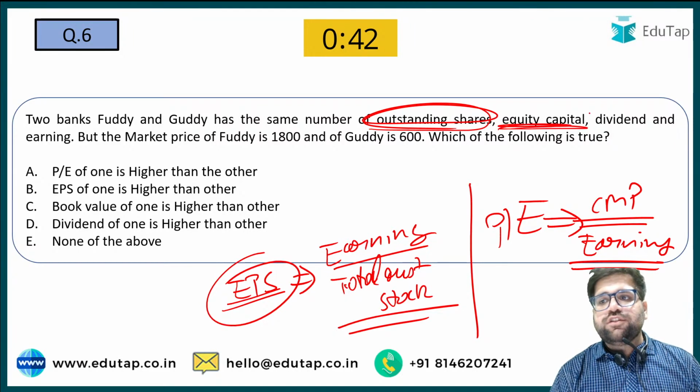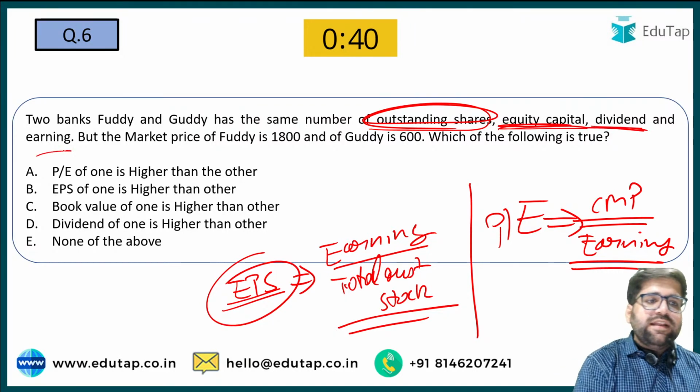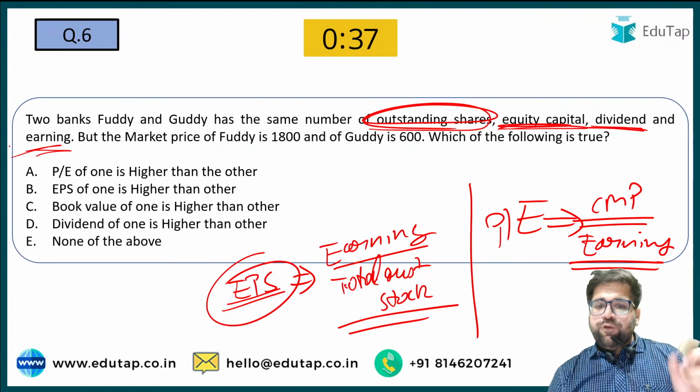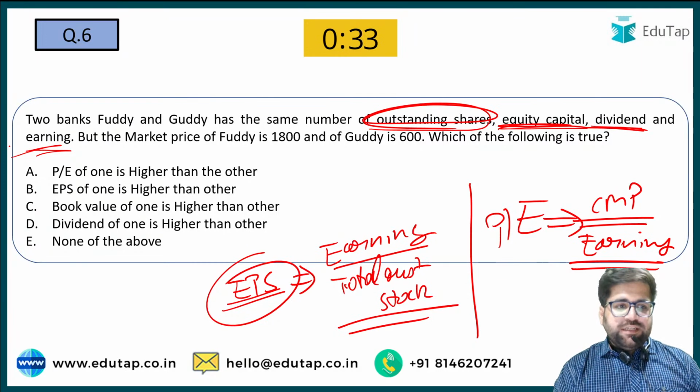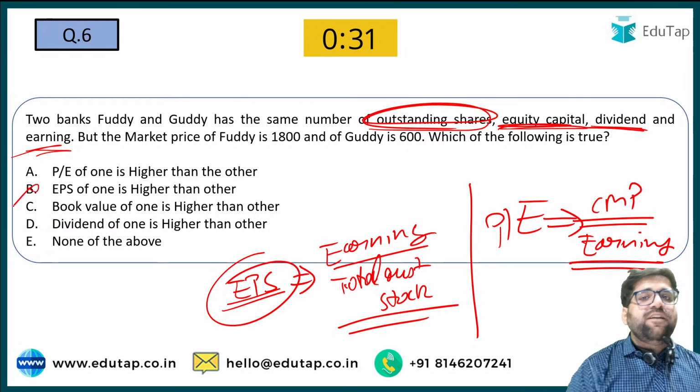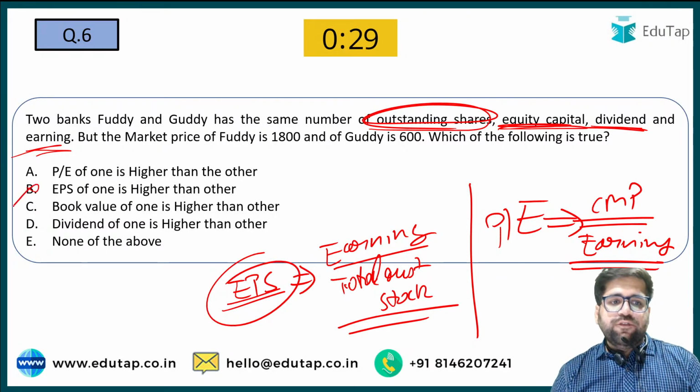Equity capital is also same. Dividend is also same. Earnings is also same. Now, my dear friend, if you notice the particular set of options, just eliminate option B. Why I am saying this? EPS of one is higher than other.